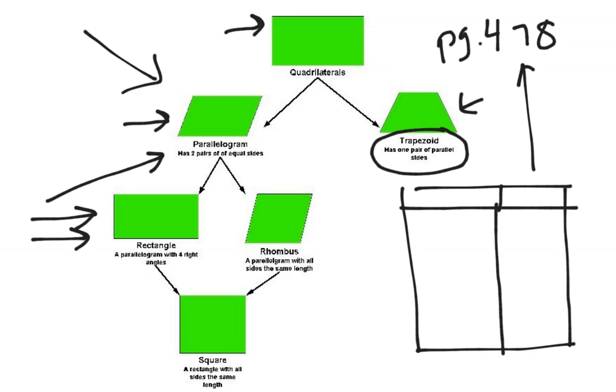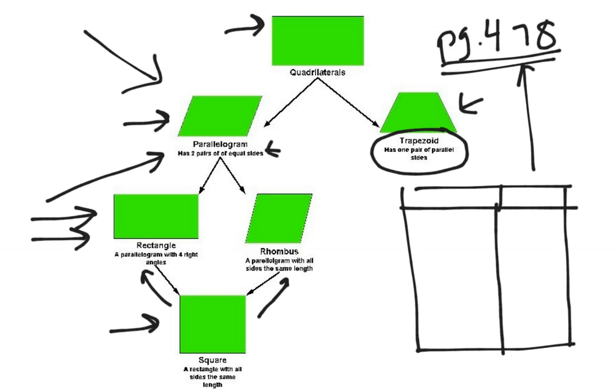As you go down the diagram, the shapes retain the properties of the shape that was above it. So rectangles also have 2 pair of equal sides. Rhombuses also have 2 pair of equal sides. And then if you come further down to the square, it has its own properties, but it also has the properties of a rhombus and a rectangle. So I like this diagram, but if you'd rather have a table, you can go to page 478.